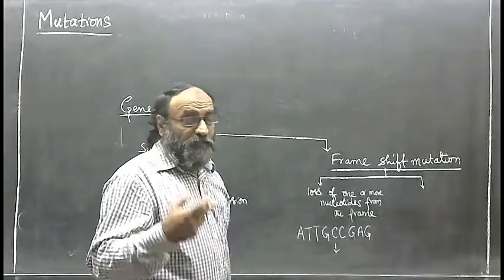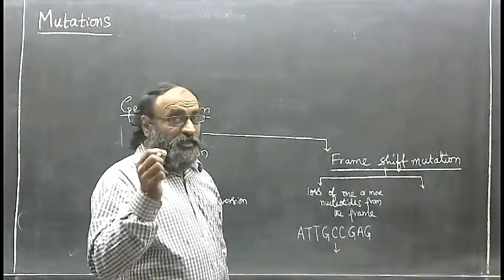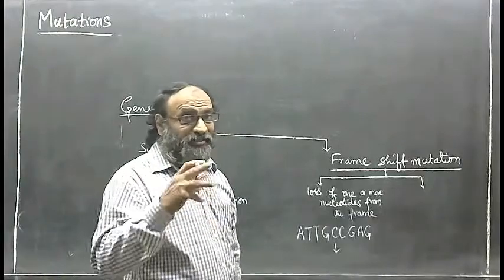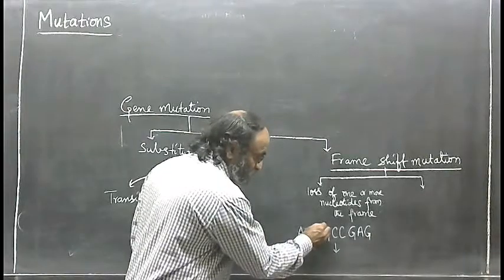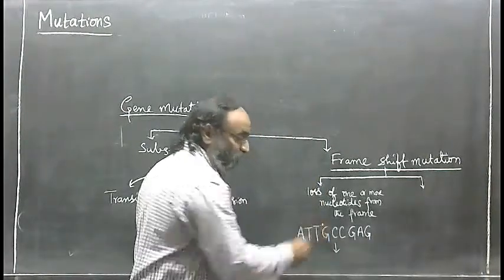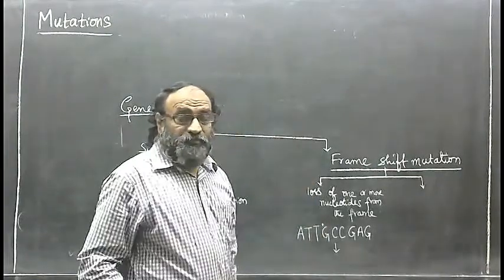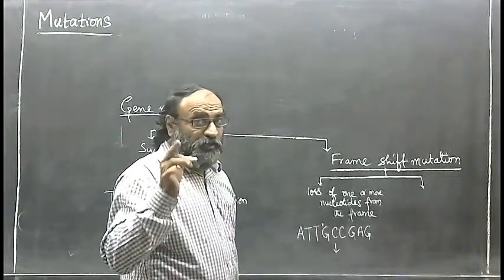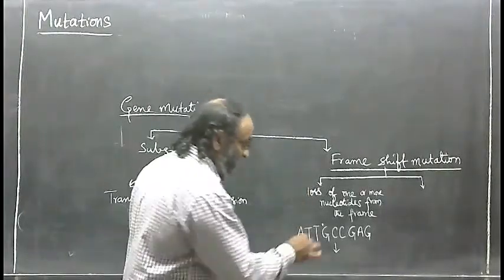Say for example, I have selected the nucleotide G, that is a guanine nucleotide, and its insertion at this particular point. There is no hard and fast rule that it should always be inserted at this point. So I have taken the guanine nucleotide and inserted it at this particular point.